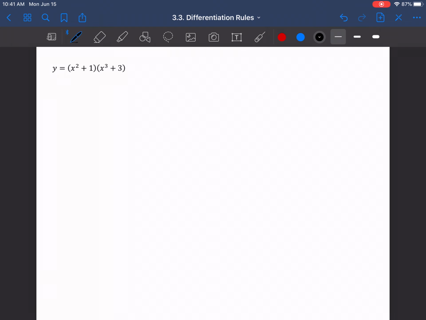Same thing on this page. I'd like you to try this one. This will be the function f of x. This is the first function. This is the second function, g of x. So give that a try, see what you get.